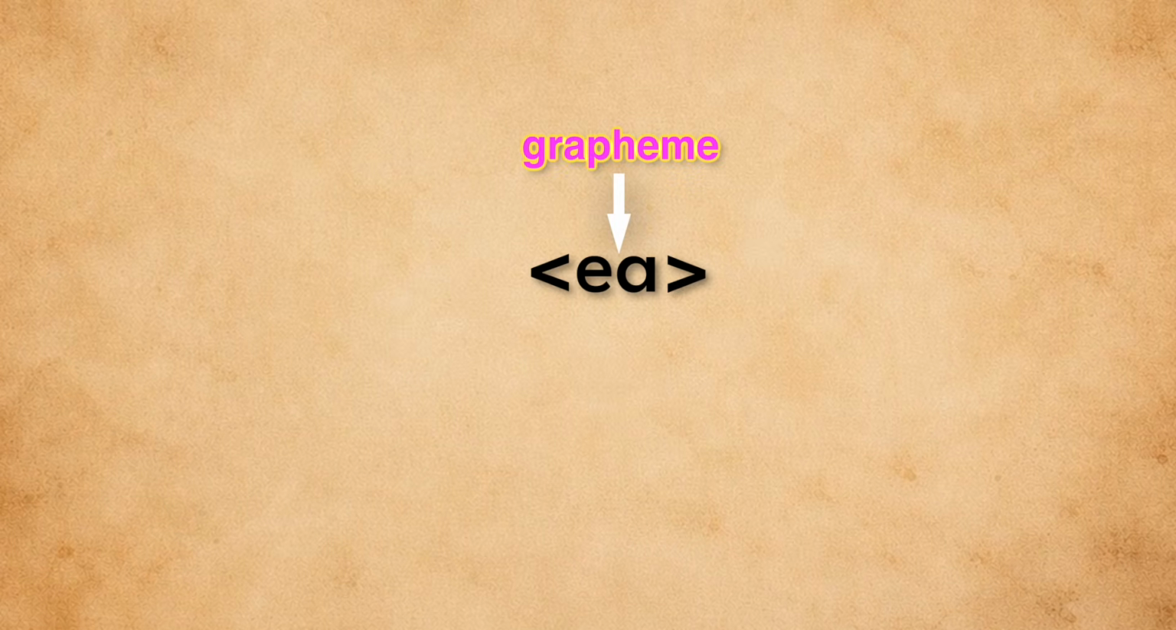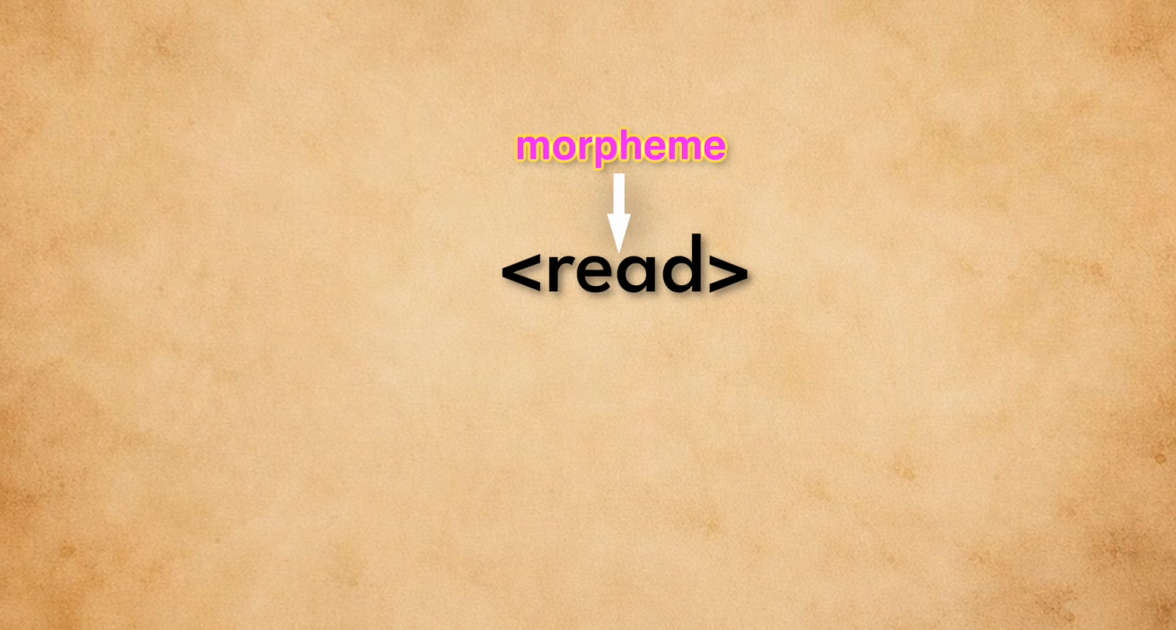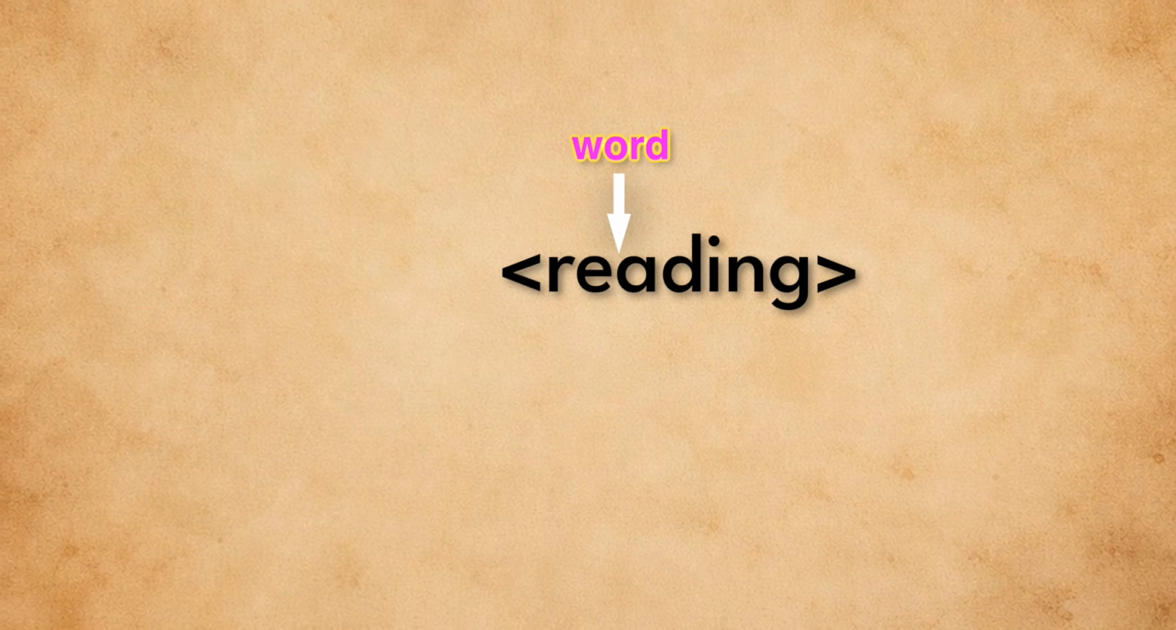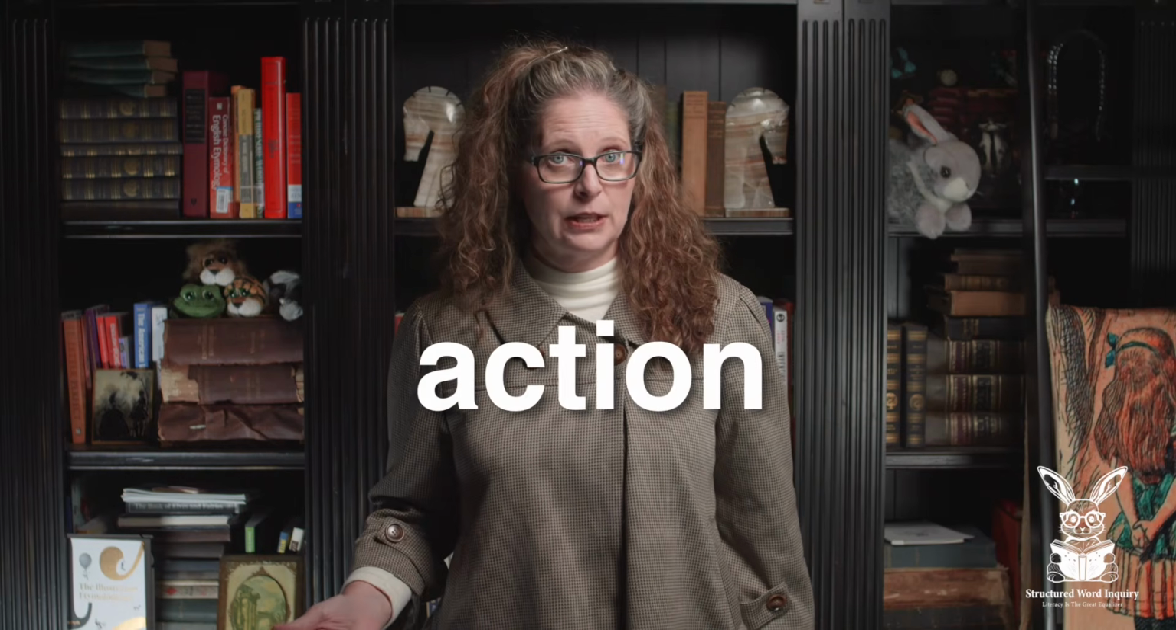A grapheme's natural habitat is inside a morpheme. A morpheme's natural habitat is inside a word. A word's natural habitat is inside a sentence. When phonics breaks this ecology, children get confused. Let's look at how that happens in a word like action.